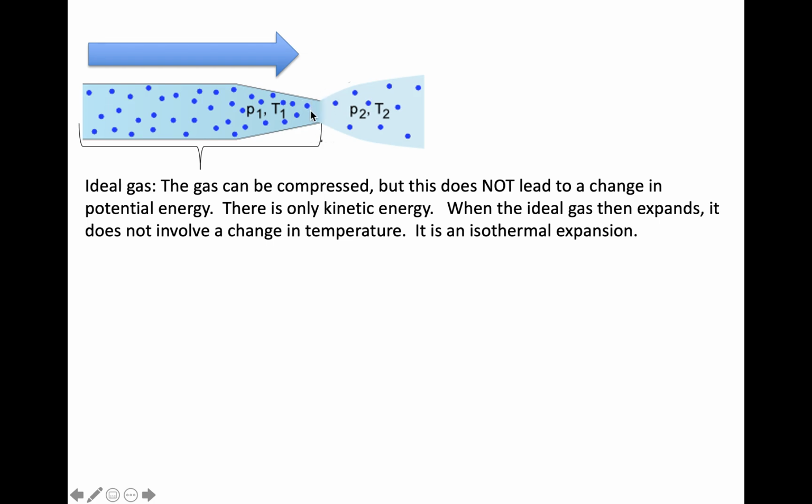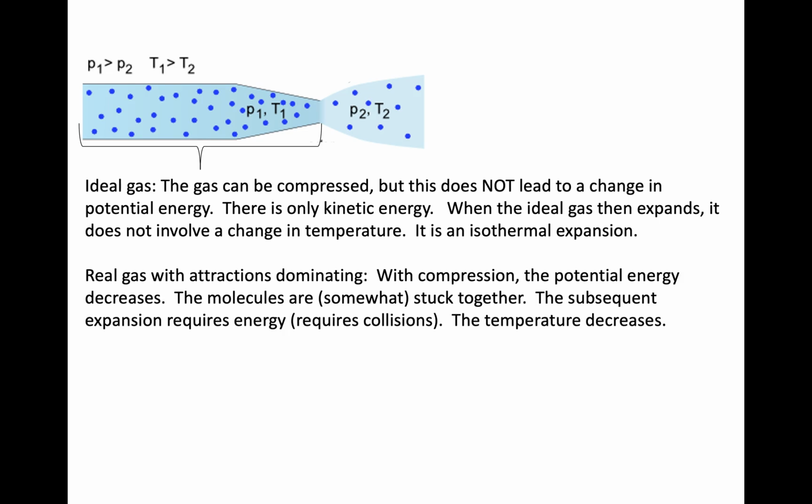If this is an ideal gas, no big deal. There's not going to be any change to the potential energy because the potential energy is not relevant. We don't have attractions or repulsions. There's only the kinetic energy. When it goes through the narrow inlet here, it doesn't matter. It can go through and then it can simply fill up the space on the other side. This is an isothermal expansion. It's at constant temperature. What happens though if I have real gases and the attractions can dominate?